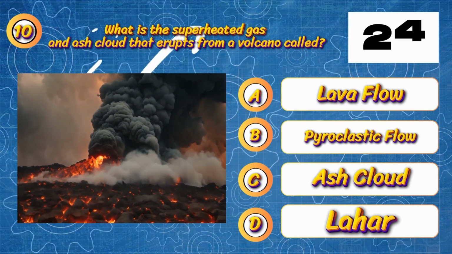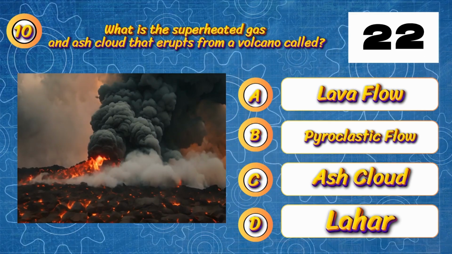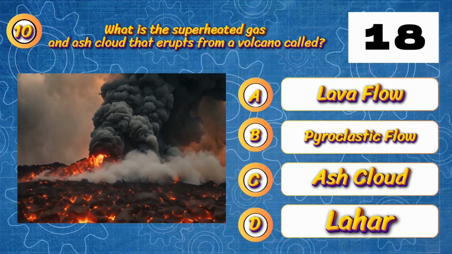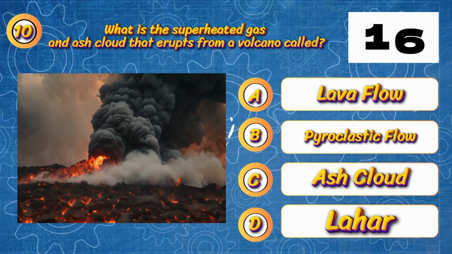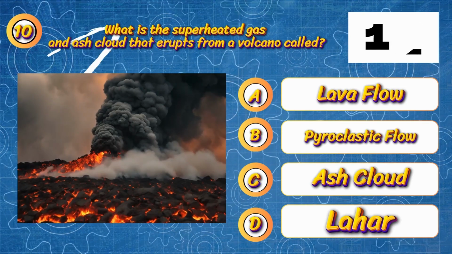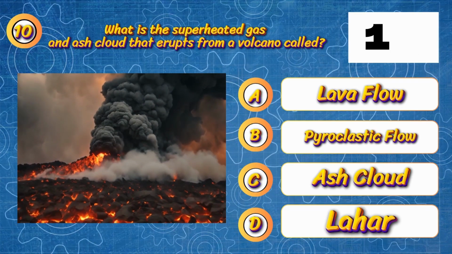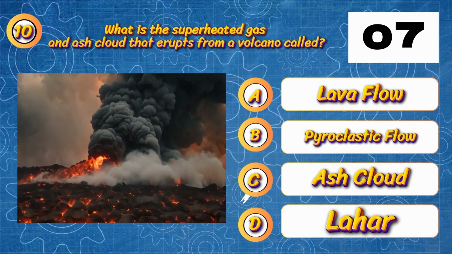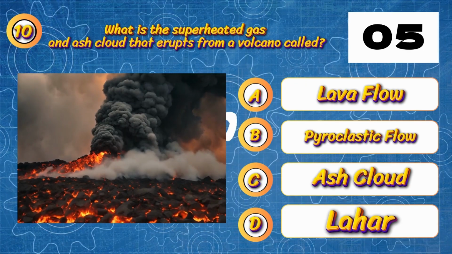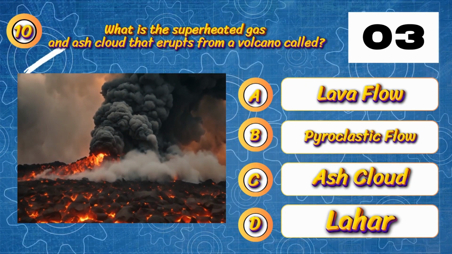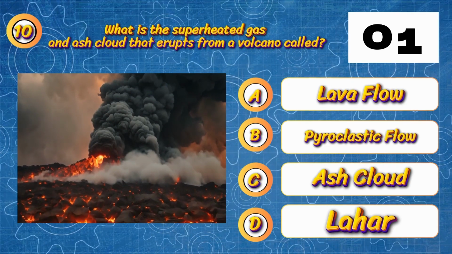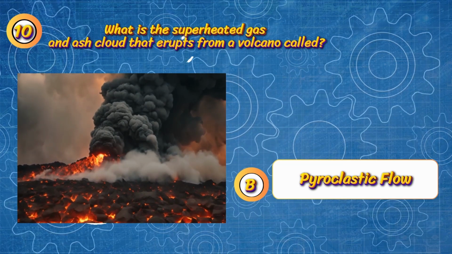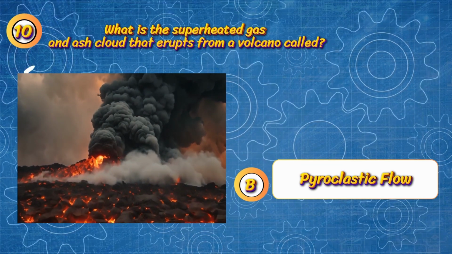Question 10. What is the superheated gas and ash cloud that erupts from a volcano called? A. Lava flow. B. Pyroclastic flow. C. Ash cloud. D. Lahar. B. Pyroclastic flow. A pyroclastic flow is a fast-moving, deadly cloud of gas, ash, and rock from a volcanic eruption.